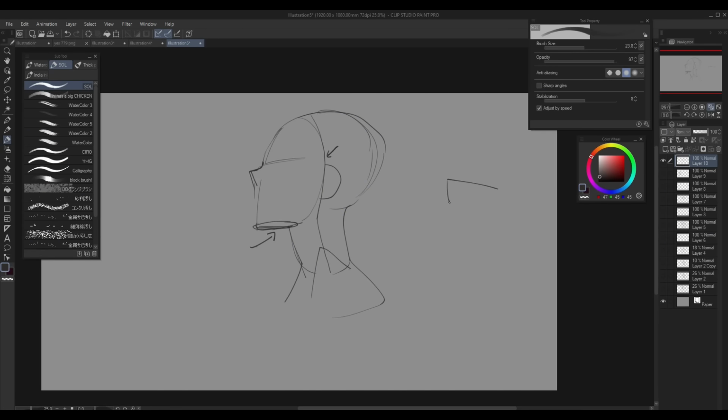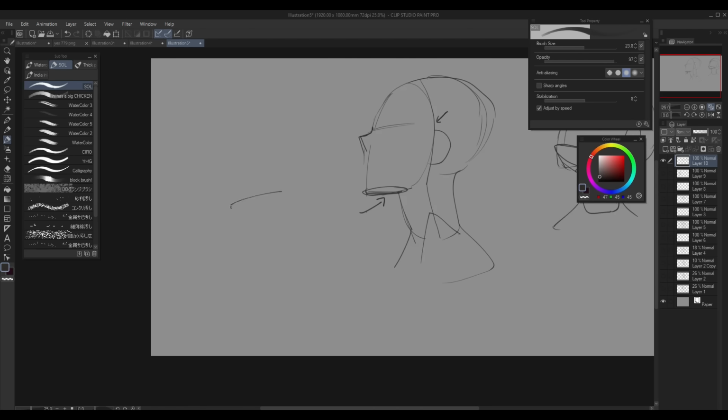Something that I see a lot of people forget is that the chin has an underside. This is the distance between the chin and the neck. This is a triangle shape and can be visible from some angles.